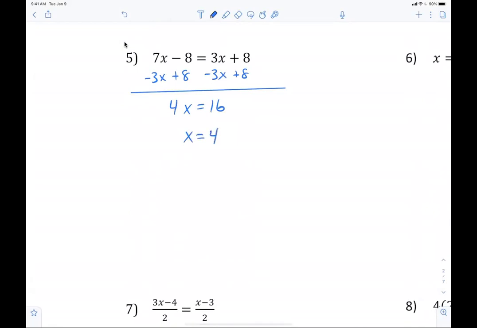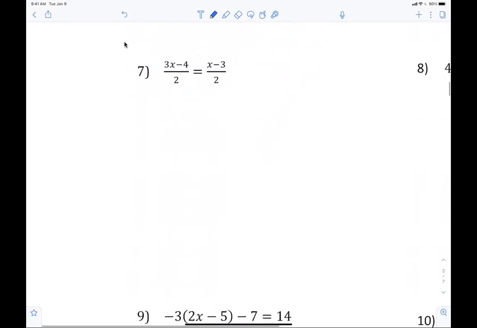So x equals 4. Anybody have any questions with that? Anybody? Good. All right, here we go. Let's take out number 7. All right, now here again, we just learned to cross multiply, multiplying that direction, and we're multiplying this direction. So I end up with 2 parentheses 3x minus 4 equals 2 parentheses x minus 3. Does anybody have any questions with that?